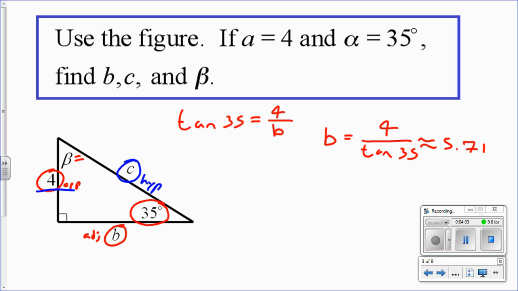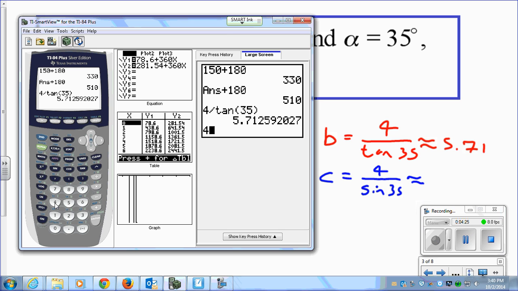Well, I'm going to deal with sine of 35 is equal to 4 over c. Again, cross multiply, see that c is equal to 4 over sine 35. And that's going to be approximately equal to, with my calculator, 4 divided by sine of 35. And we'll get our answer there, which seems right. Our hypotenuse should be our longest side. So we get 6.97.